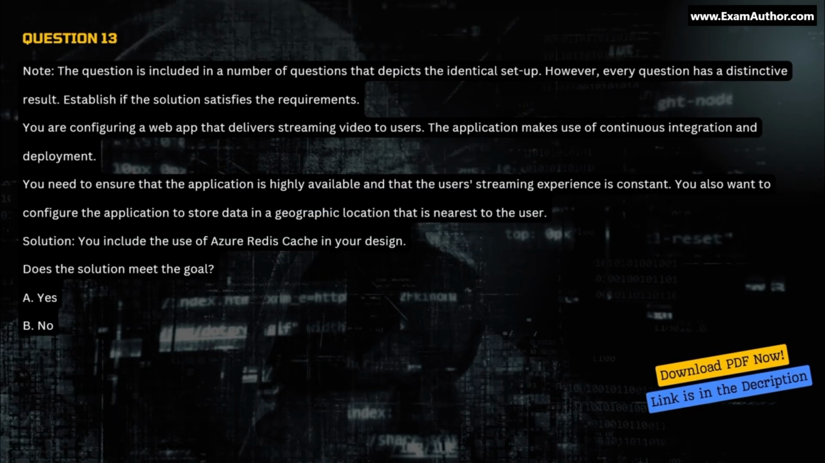Question 13. Note: the question is included in a number of questions that depicts the identical setup. However, every question has a distinctive result. Establish if the solution satisfies the requirements. You are configuring a web app that delivers streaming video to users. The application makes use of continuous integration and deployment. You need to ensure that the application is highly available and that the user's streaming experience is constant. You also want to configure the application to store data in a geographic location that is nearest to the user.